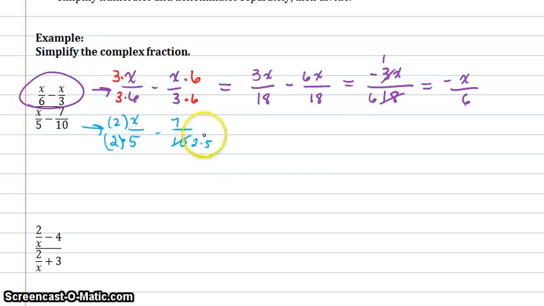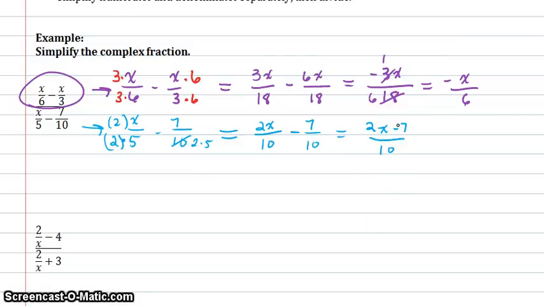You can leave the second fraction alone. So we have 2x over 10 minus 7 over 10. Now we have a common denominator. That simplifies to 2x minus 7 over 10. And 2x minus 7 doesn't factor any further, so that is as simple as this fraction will go.